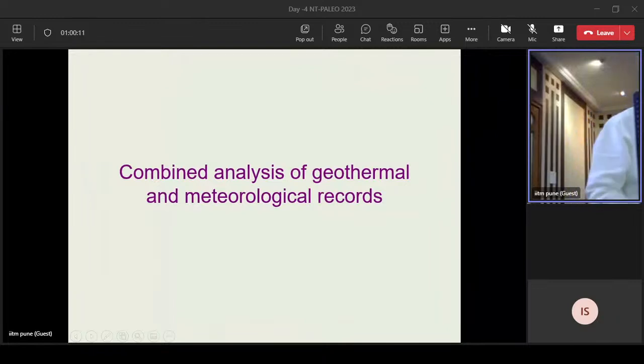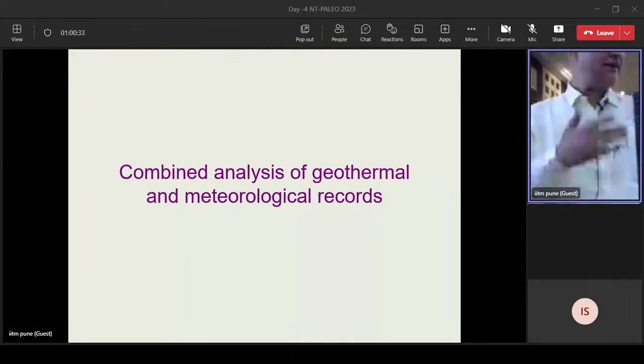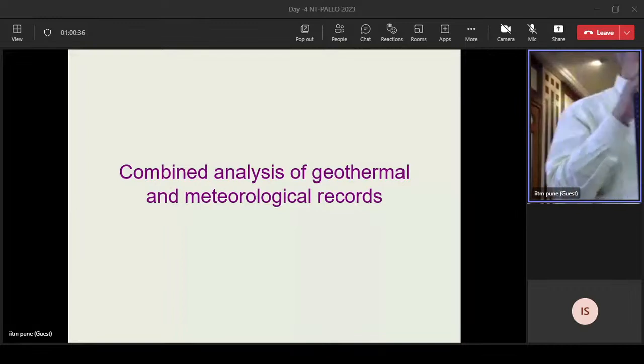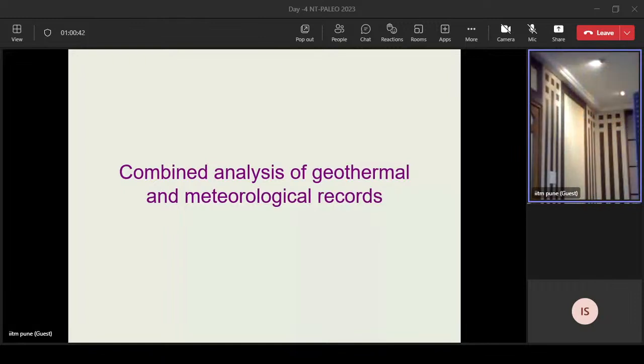We also found, and researchers all over the world have found, that it is possible to combine the geothermal record with the meteorological records. Meteorological records of surface temperature, as you have seen, are produced by IMD, IITM, and all over the world, on land and sea. Now it is possible to combine the information in that record, which is short, 100, 120 years maybe, with the geothermal record, which has a slightly longer reach.